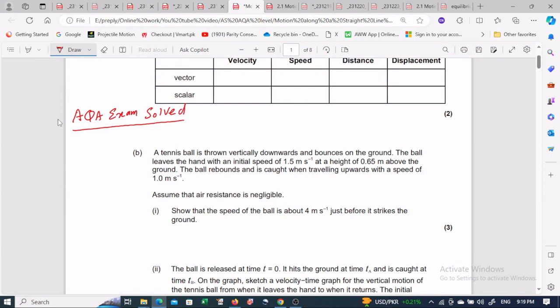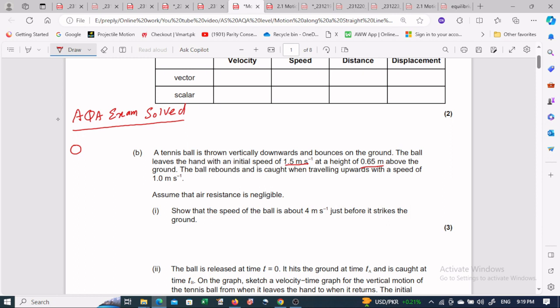In this video, I'm going to solve another A-level physics question that is related to the AQA exam. First of all, I read the question and I will explain. A tennis ball is thrown vertically downward and bounces on the ground. The ball leaves the hand with the initial speed of 1.5 meter per second at the height of 0.65 meter.